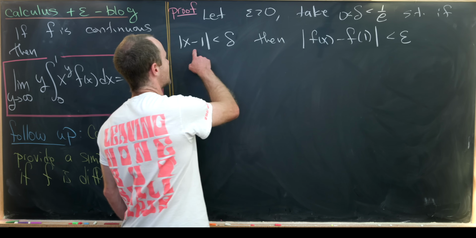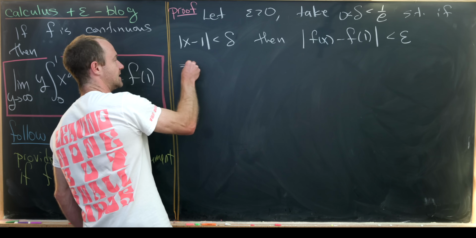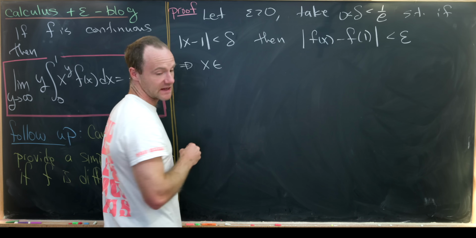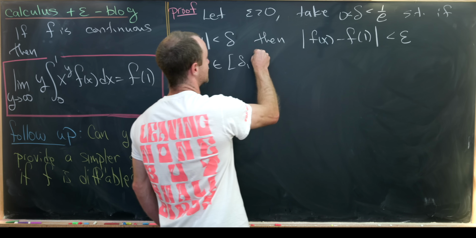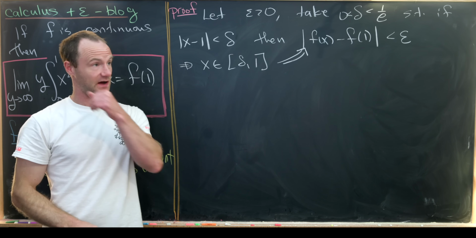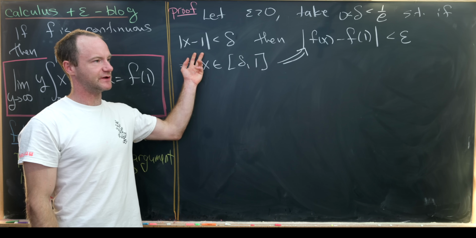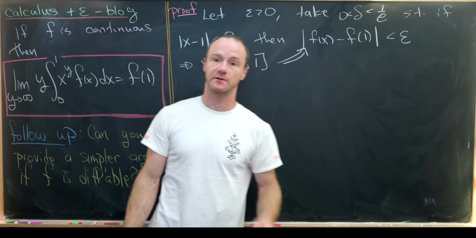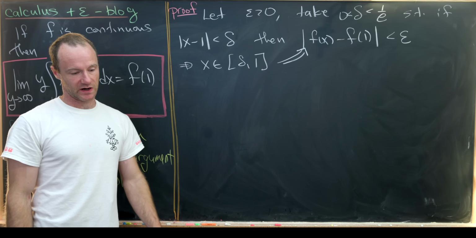But let's notice if x minus 1 is less than delta, then that means that for all x on the interval from delta to 1, this inequality is satisfied. Even though by the definition of continuity we have this stronger result, since we're working with this integral from 0 to 1, this is all that we're going to need.